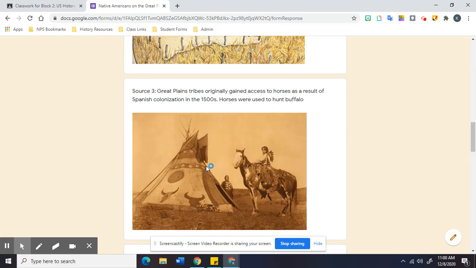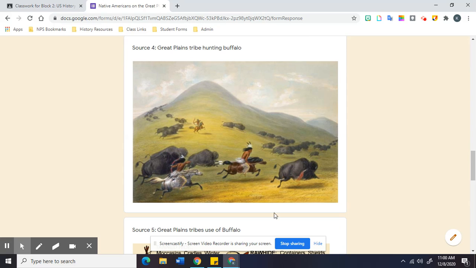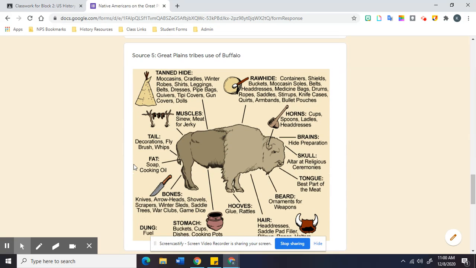Here we have an image of a teepee, an elder, and a young person on a horse. Great Plains tribes originally gained access to horses as a result of Spanish colonization in the 1500s. Horses were used to hunt buffalo. Here we have an artist's depiction of Native Americans hunting buffalo on the plains. And here we have an infographic that explains the different parts of the buffalo that were used and what they used them for.